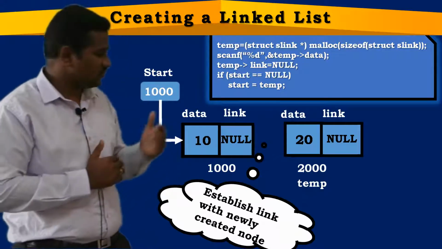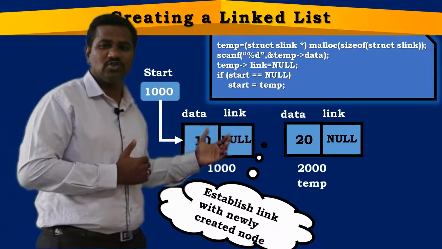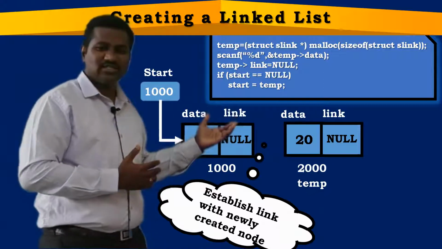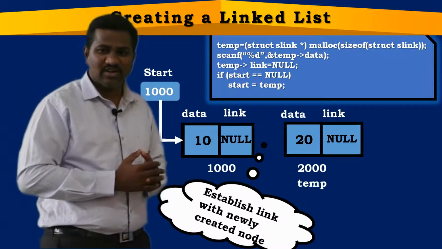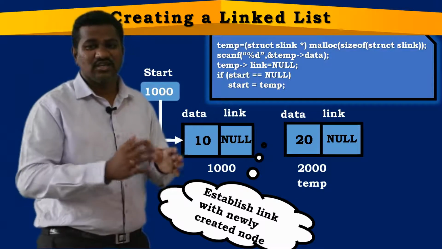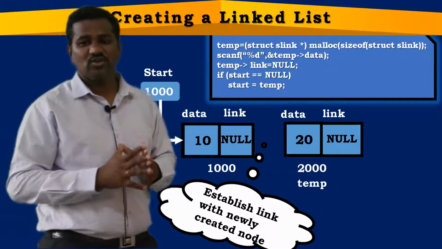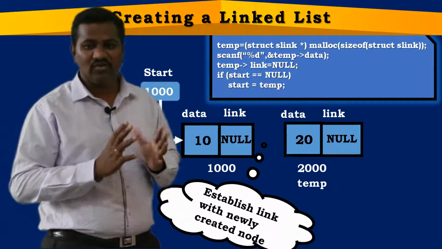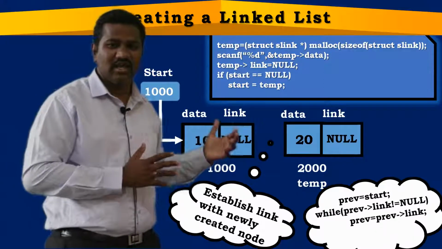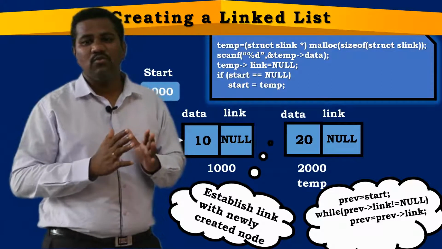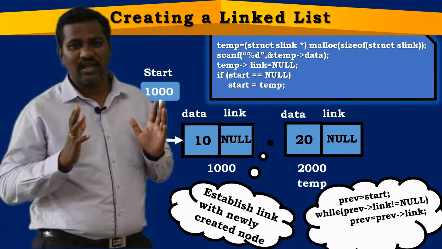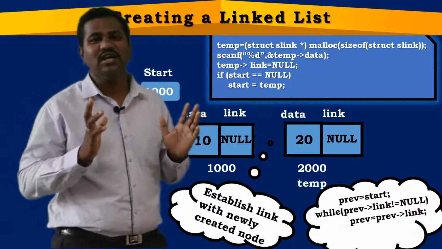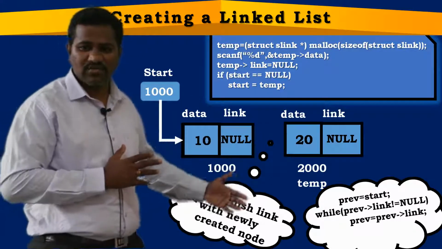Now our agenda is to establish the link between the 1000 node and the 2000 node. You can simply say, sir, we can take start arrow link assigned with temp, which was discussed in the last session. But it's not an effective process. We need to come up with a different way to establish the link, one suitable for any number of nodes. We can create any number of nodes in the linked list by using the create function with the help of this code.